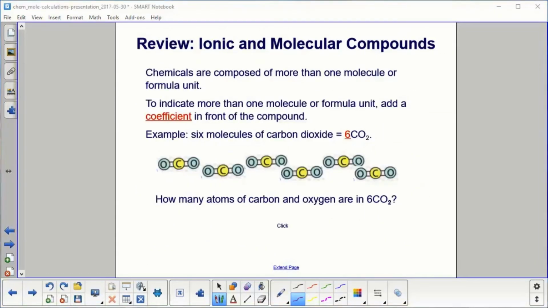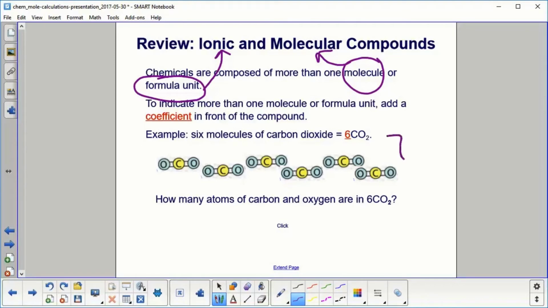Chemicals are composed of more than 1 molecule or formula unit. And remember, molecule forms molecular compounds or covalent compounds. Formula unit is ionic compounds. To indicate more than 1 molecule or formula unit, add a coefficient in front of the compound. Coefficients are integers, 1, 2, 3, 4, 5, 6, etc.